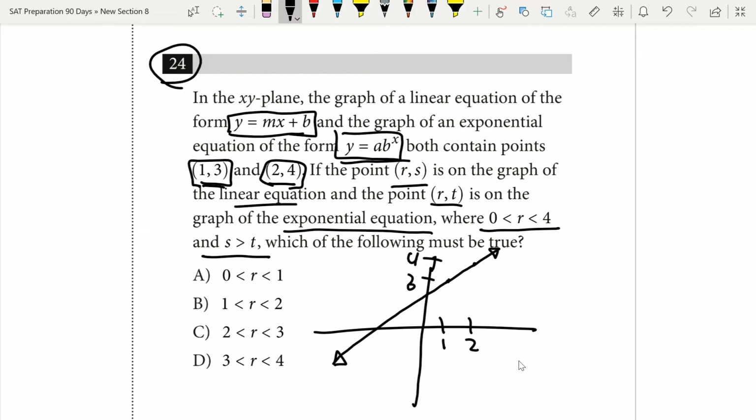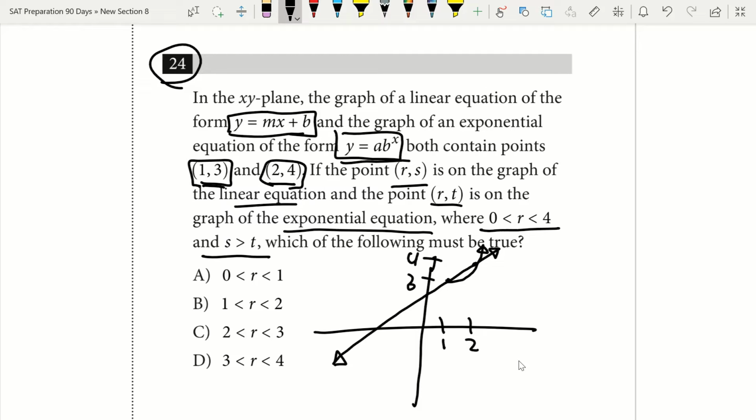Now, what do we know about this exponential equation? Well, we know it has these 2 points, right? It's got a point at (1, 3) and (2, 4). We also know exponential equations go like this, right? They get exponentially greater. They have an increasing slope like that. So it's going to look something like that.